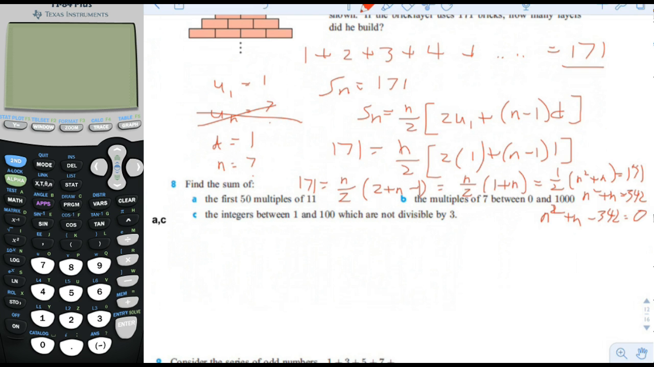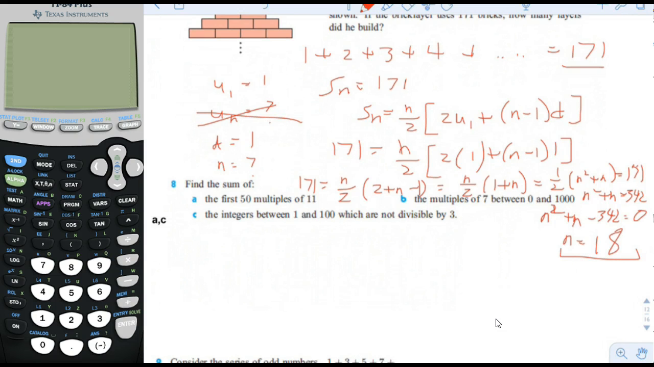And then we can use the quadratic equation to figure out what n is equal to. Okay, so n is equal to negative b plus or minus square root of b squared minus 4ac all over 2a. And what's that going to give us? And it turns out that n is 18.